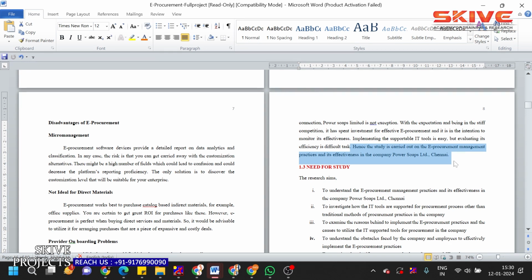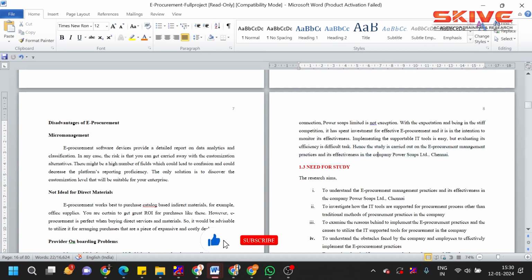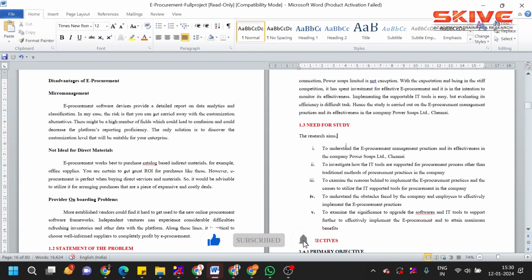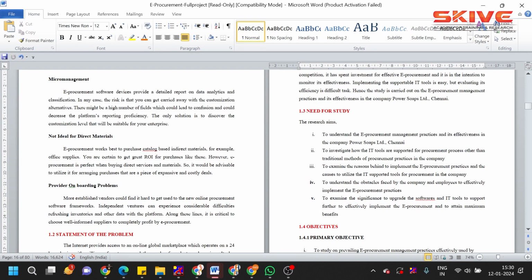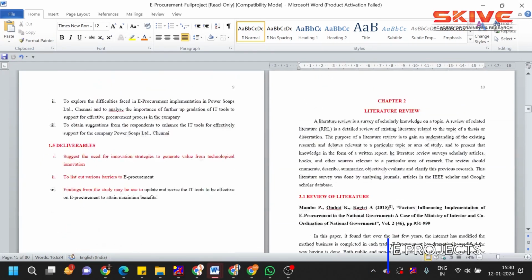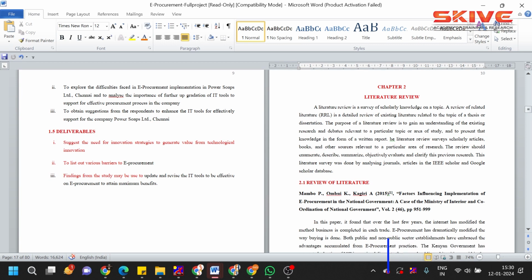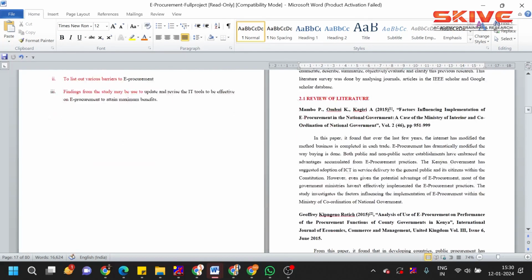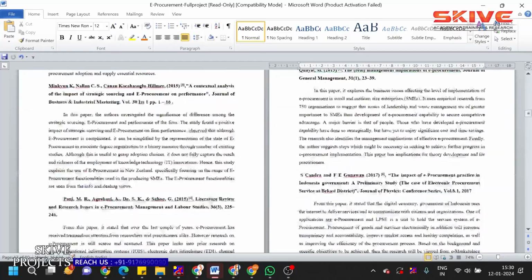Chapter 1.2 clearly says that the study is carried out on the e-procurement management practices and its effectiveness in the company Power Soaps Ltd. So what are the needs of the study? There are 5 points given, and the objectives. Coming to chapter 1.5, its deliverables. And chapter 2 covers the literature review, starting with the review of literature.